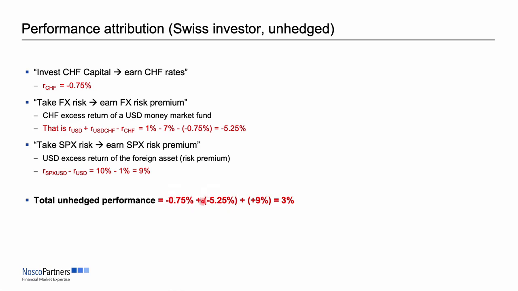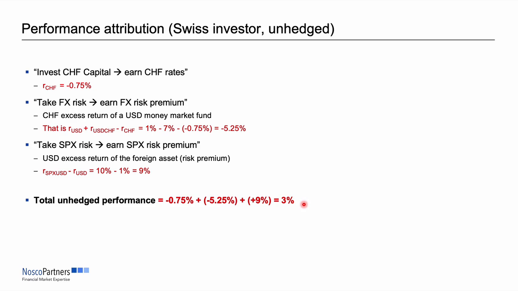For taking the FX risk over this 1 year period, we had a negative excess return of minus 5.25%. And for taking the S&P return, we had a very nice positive return of 9%. If we add it together, we get minus 6% plus 9% is 3%. So this is the same. So you ask, okay, what is the advantage?